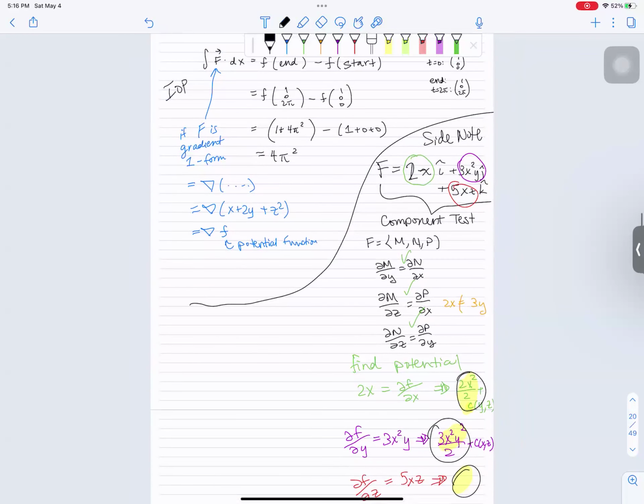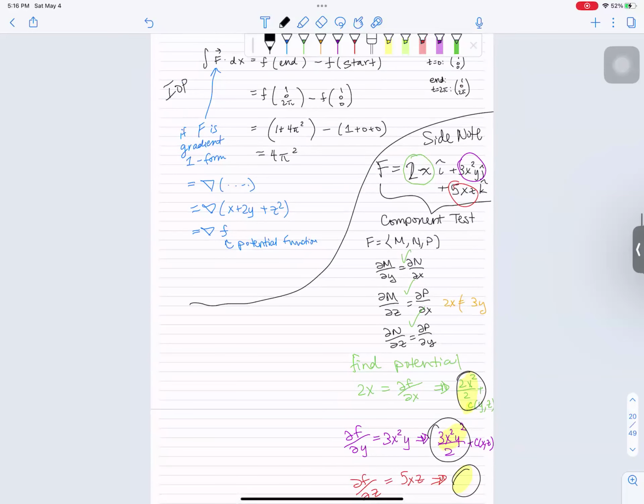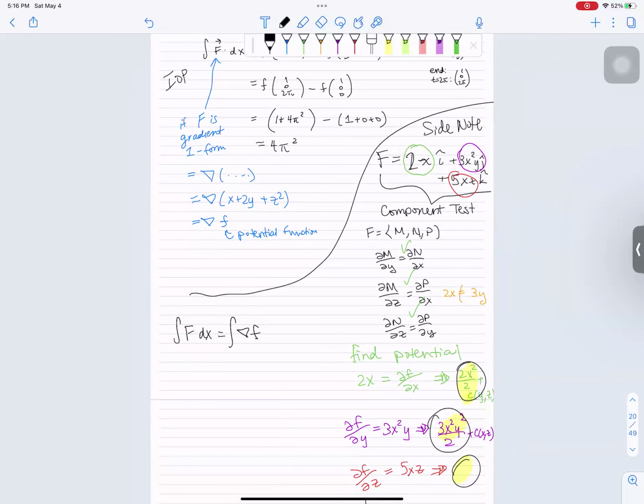I guess another reason why the independence of path theorem makes sense is: if capital F is a gradient of f, what's another way of writing the gradient? It's each of the partials, right? Partial with respect to x plus partial with respect to y plus partial with respect to z. So that's why I'm saying that if it's a gradient one form, this is the partial with respect to x, this is the partial with respect to y, and this is the partial with respect to z.